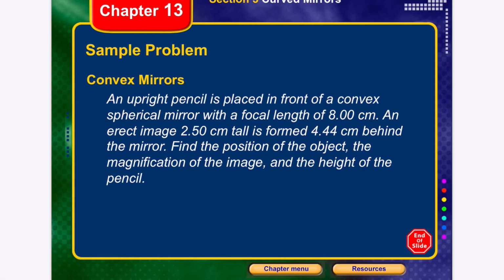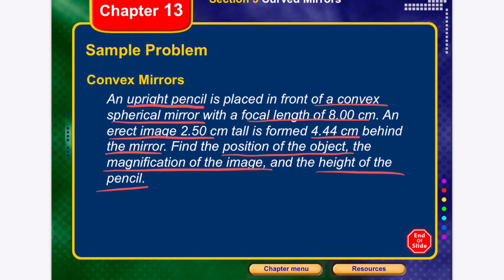So let's try an example. We have an upright pencil that's placed in front of a convex spherical mirror. It has a focal length of 8 centimeters. And an erect image of 2.50 centimeters tall is formed 4.44 centimeters behind the mirror. So they're asking you to find the position, the magnification and the height of the pencil.